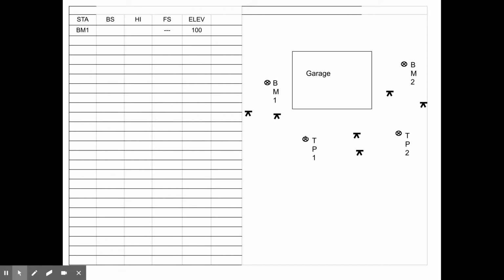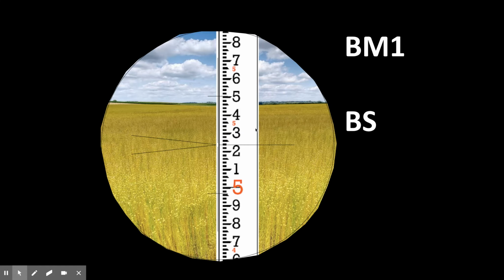Each X is where we'll have our rod set up, and each little carrot looking thing is where our level will be set up. So we had our level set up, and the first thing we have to do is take a backside. That backside goes back to benchmark 1, and this will set our initial instrument height.